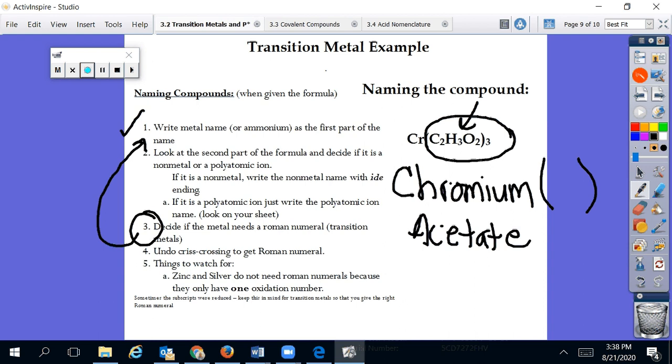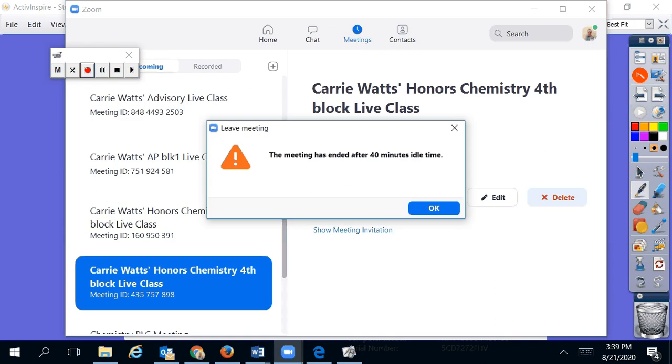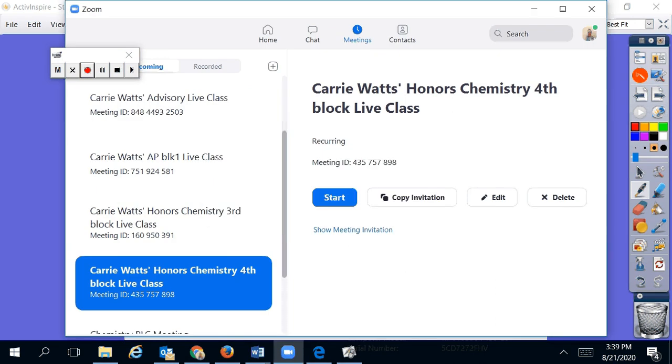Now I've got to figure out what Roman numeral is going to go next to chromium. What's the oxidation number? So what I do is I work in reverse from the formula to see what the oxidation number should be. I take the 3 and I bring it back up, +3. There would be a 1 here, and I bring it back up. That would be a -1. And I see the acetate, yes, is a -1 oxidation number, so chromium must be a +3 oxidation number. And I put the 3 in the parentheses.